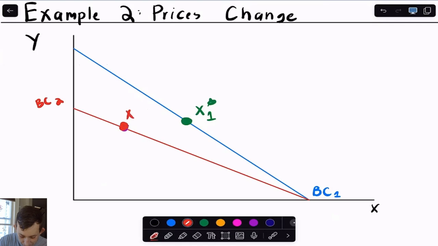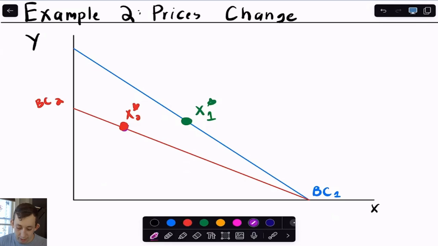We choose X2 star. And again, when we move from budget constraint 1 to budget constraint 2, under budget constraint 2, our optimal green star X1 star bundle is not available. It's not affordable to us. And so just because we choose a different bundle is not a WARP violation, because under BC2, X1 star is not affordable to us, so it's not part of our choice set.